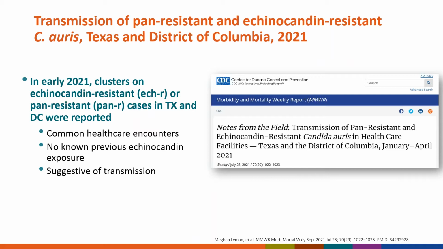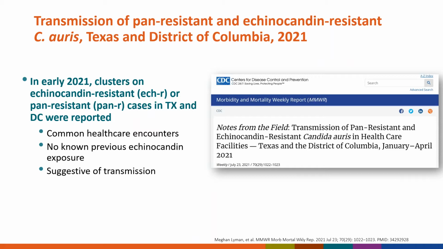So for these two clusters in Texas and the DC area, they were happening in early 2021, and things seemed pretty usual about these clusters in terms of C. auris, in terms of the risk factors that we saw for many of the patients, the types of healthcare facilities that were involved, these long-term care settings. The unique thing is that there was no known previous echinocandin exposure for these patients. So it wasn't reported that they had received echinocandins in their treatment.